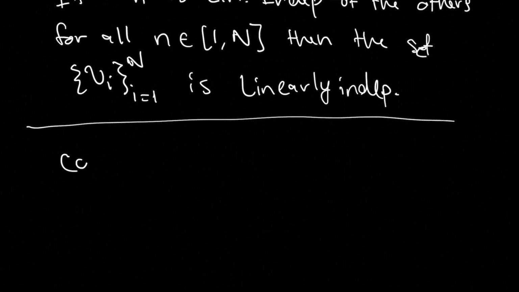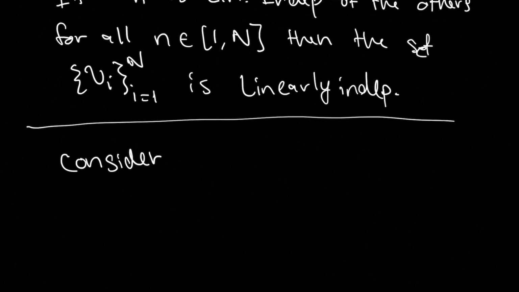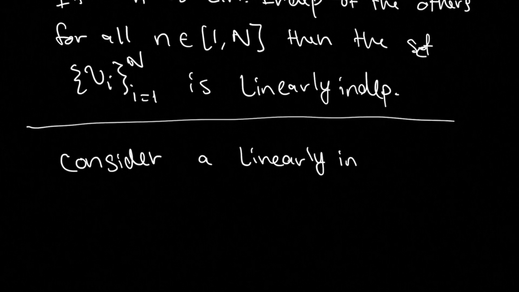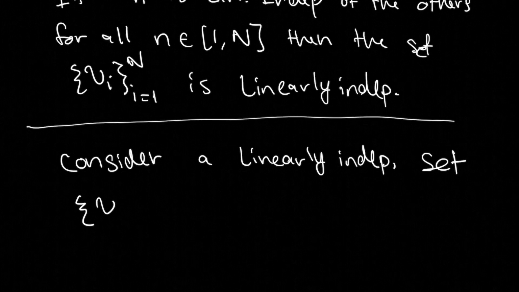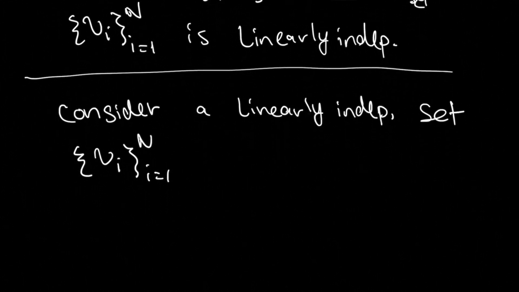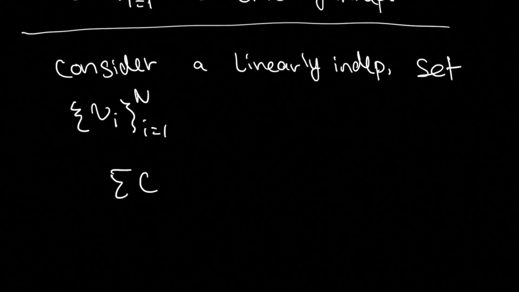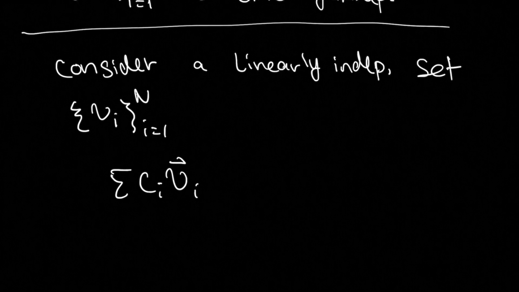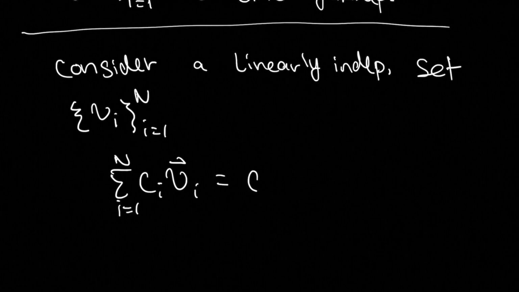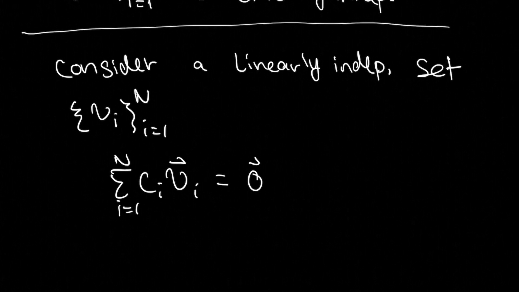Now, consider a linearly independent set of the form I've written many times now. What linear combinations of these vectors give the zero vector? In other words, what are the solutions for the c coefficients in this equation?